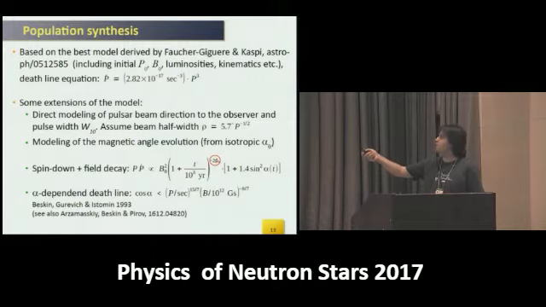We directly model the probability for the observer to observe the pulsar. We model the magnetic field evolution, and we include the magnetic field decay in the spin-down law. We have also probed the death line, which depends on the magnetic inclination angle. I think Vasily Semyonovich can explain better than me why this is better than the previous model.